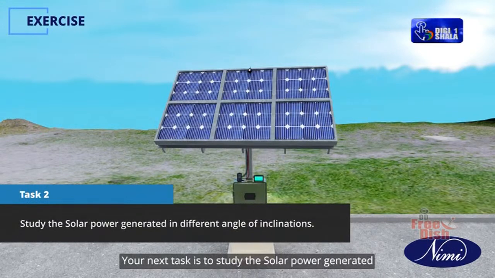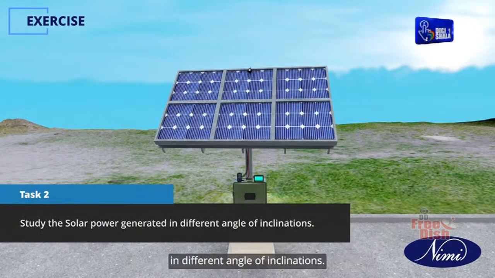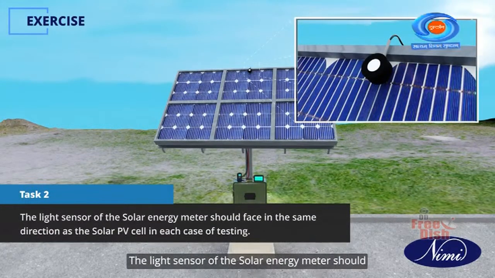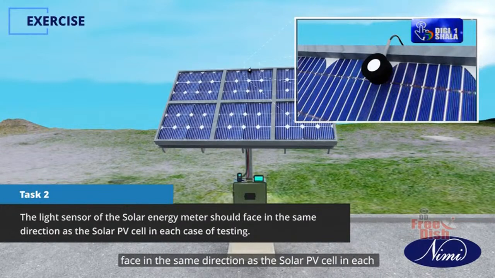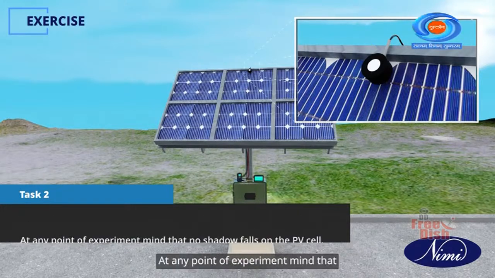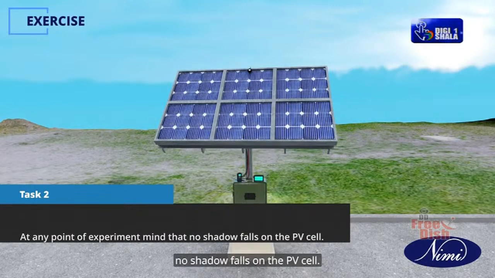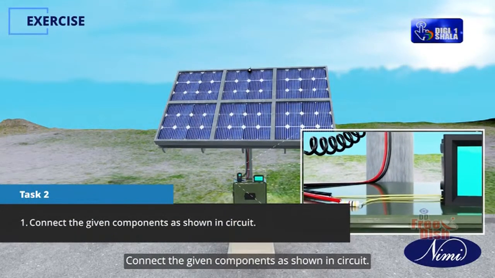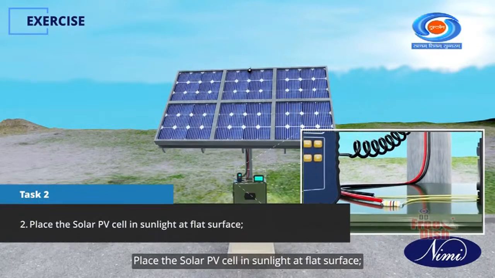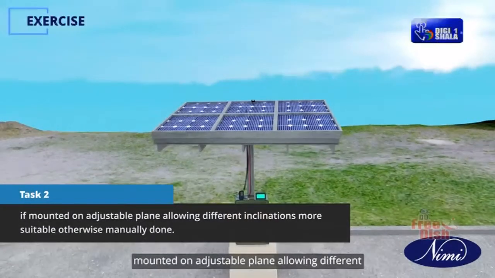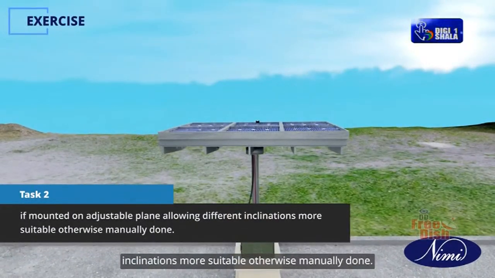Your next task is to study the solar power generated in different angle of inclinations. The light sensor of the solar energy meter should face in the same direction as the solar PV cell in each case of testing. At any point of experiment, mind that no shadow falls on the PV cell. Connect the given components as shown in circuit. Place the solar PV cell in sunlight at flat surface. If mounted on adjustable plane, allowing different inclinations, more suitable, otherwise manually done.